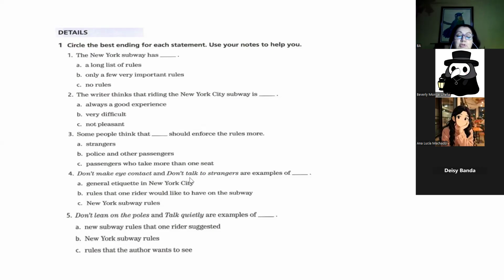Don't make eye contact and don't talk to strangers are examples of general etiquette in New York City, rules that one rider would like to have on the subway. New York subway rules. A. B, rules. A. General etiquette in New York. Don't lean on the pole and talk quietly are examples of new subway rules that one writer suggested, New York subway rules, rules that the author wants to see.